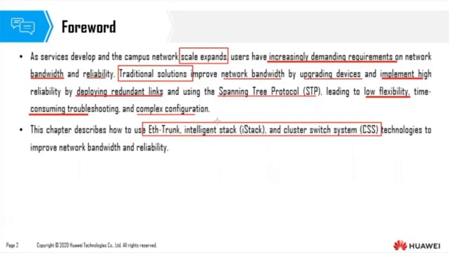iStack is intelligent stack. CSS is cluster switch system. And these technologies will be used to improve network bandwidth and network reliability.